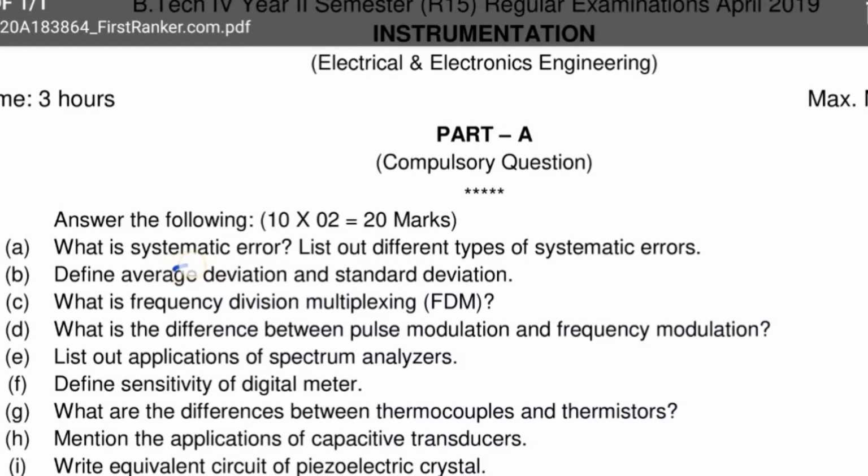That is misusage of the instrument. Next question: define average deviation and standard deviation. There is one formula for that. The change in value with respect to the measurand is the average deviation. Standard deviation means we have to consider the variance.